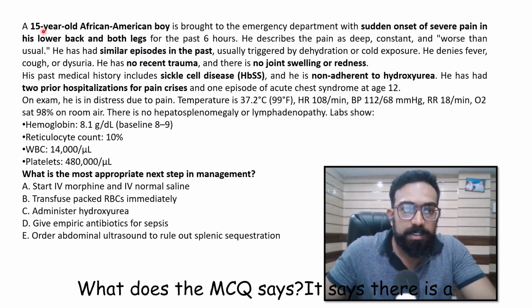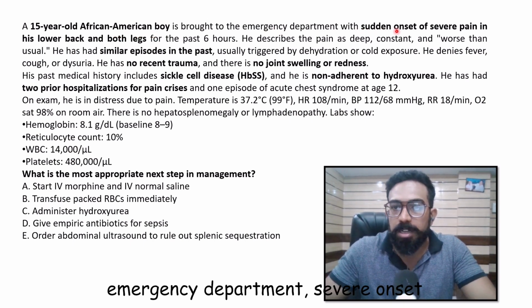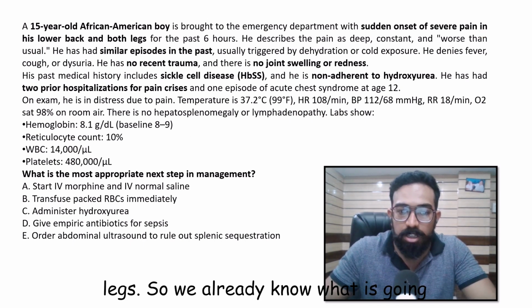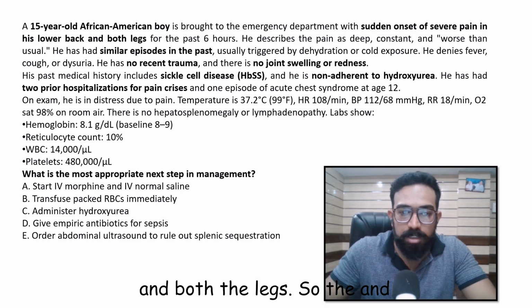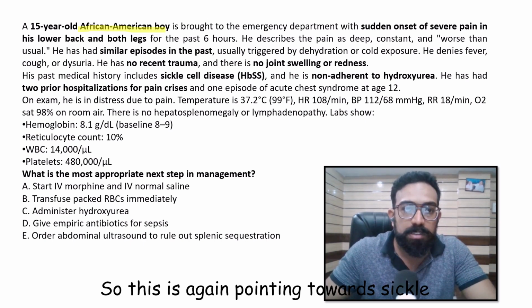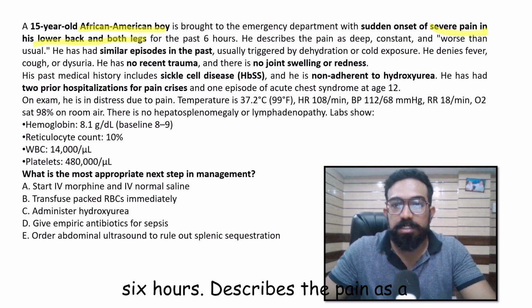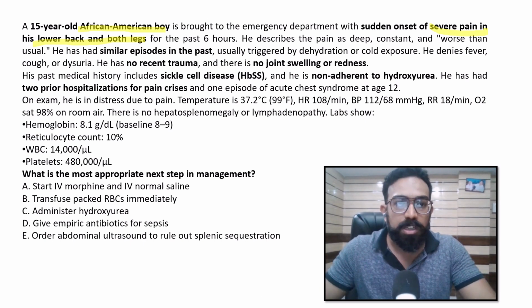What does the MCQ say? There is a 15-year-old African American boy in the emergency department with severe onset pain in the lower back and both the legs. So we already know what is going on. An African American boy with pain in the lower back and both legs is again pointing towards sickle cell anemia. For the last 6 hours he describes the pain as deep, constant, worse than usual. He has had similar episodes in the past triggered by dehydration or cold exposure.